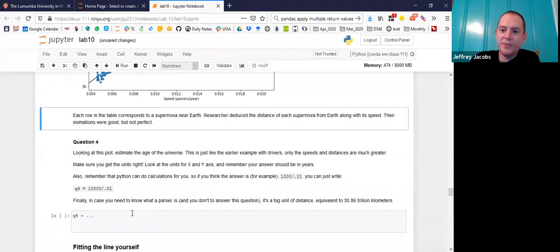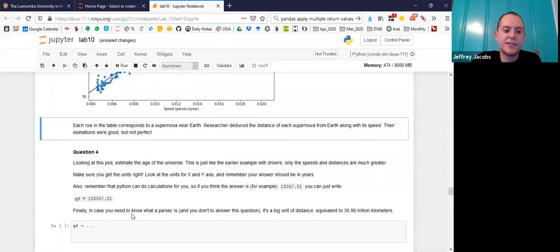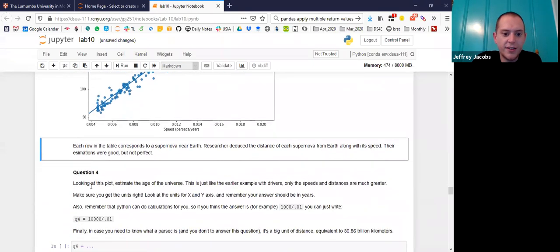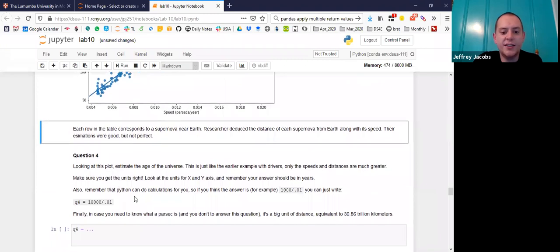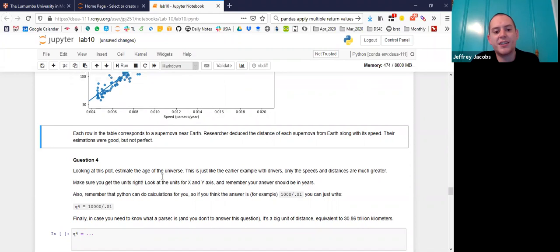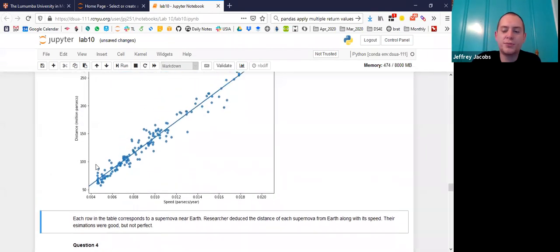Yeah, same way that we did before with the cars, we're going to look at this plot to estimate the age of the universe, right? We're just going to estimate the slope of this best fit line. And it makes the very good hint that you need to make sure you get the units right. Right, so we'll get to that.